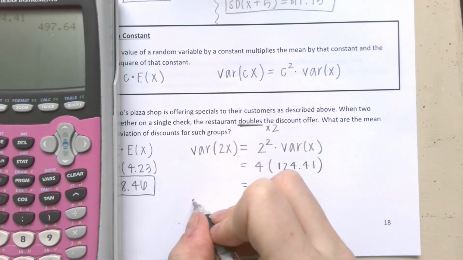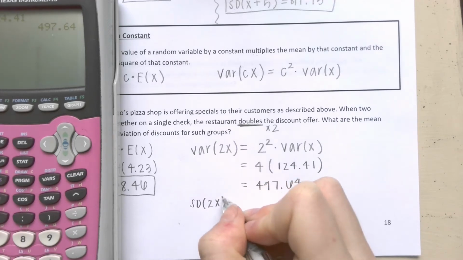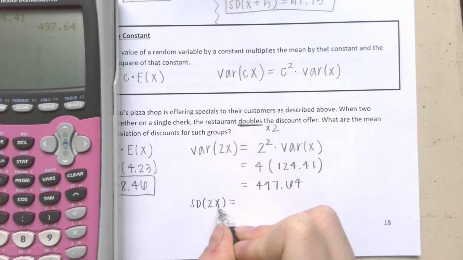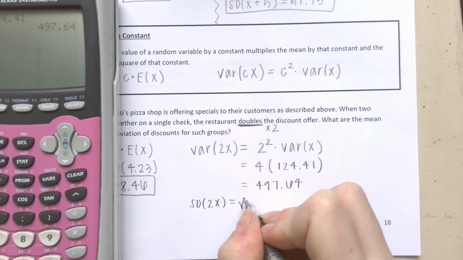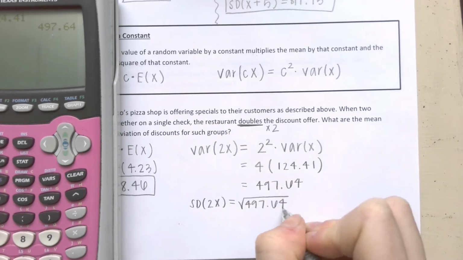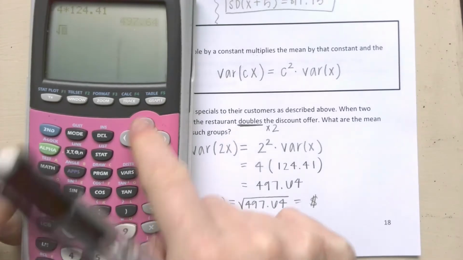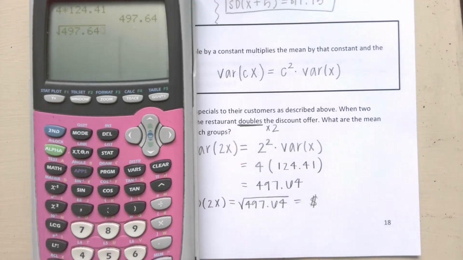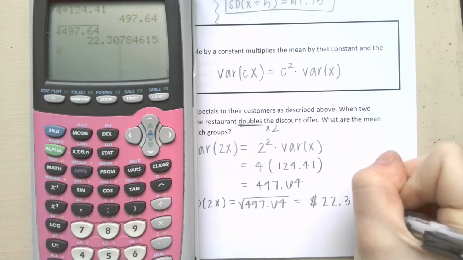From there, I want to find the standard deviation, and I'm going to write this as standard deviation of 2x because it's still double the discount that I was looking at. To find this, I'm going to square root that variance, and we get a standard deviation of $22.31.